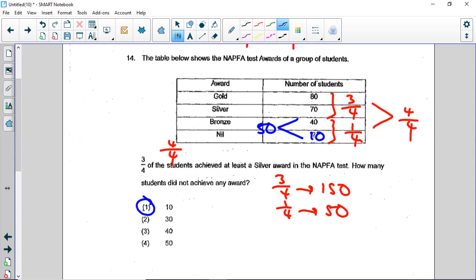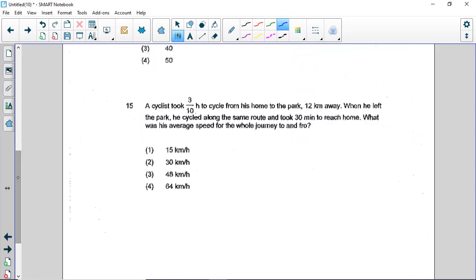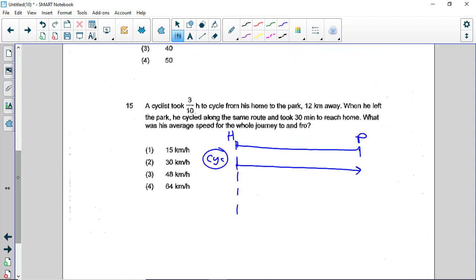Okay, let's go to number 15, speed. You can draw a model for this speed problem. How do you draw? A cyclist took 3/10 hours to cycle from the home to the park. So let's draw a distance line, home to the park, and the cyclist, dotted line to show where the cyclist started, from the home all the way to the end, the park.